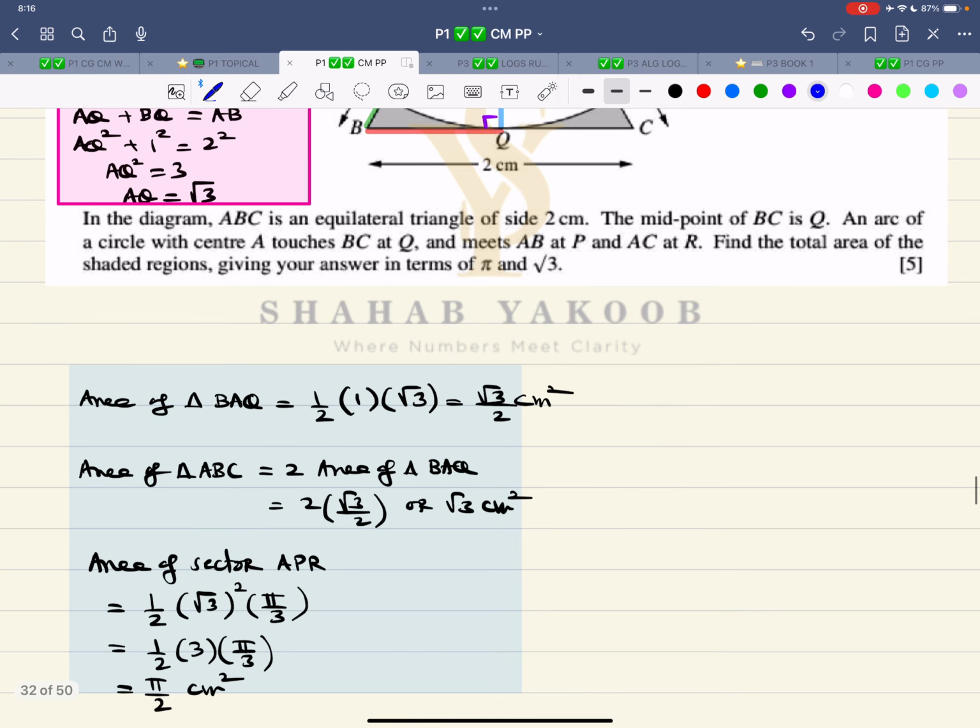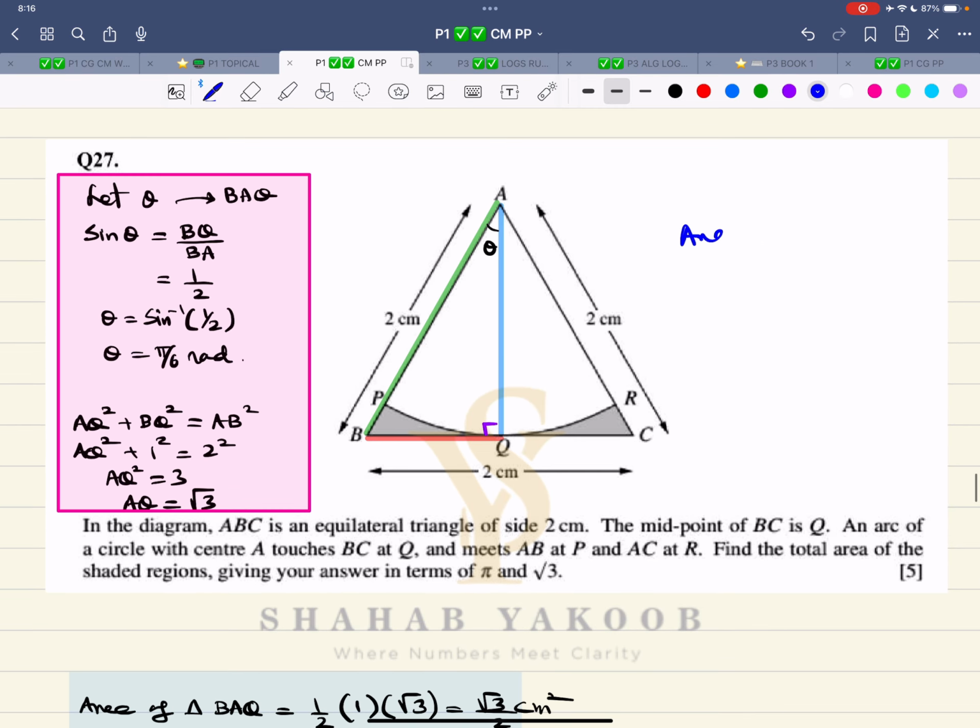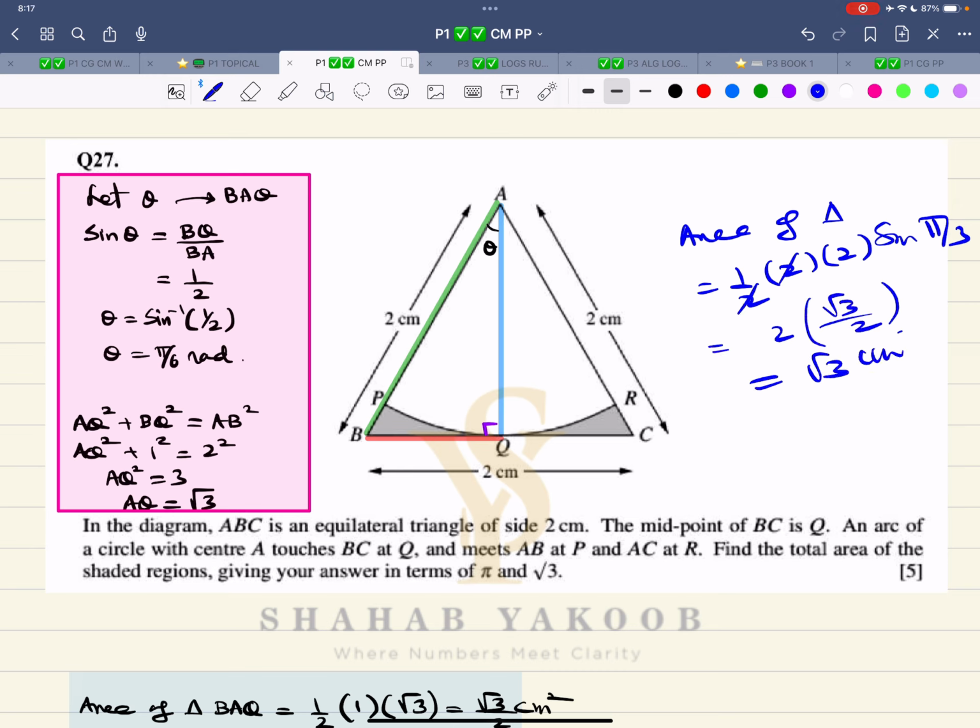Someone can ask me this question. Can we do this? Area of triangle, that is half AB sine C. Of course you can. The 2 and the 2 cancel out. This 2 remains, root 3 over 2. That comes out to be root 3 centimeters squared.